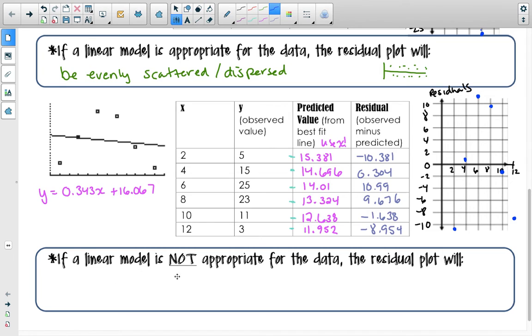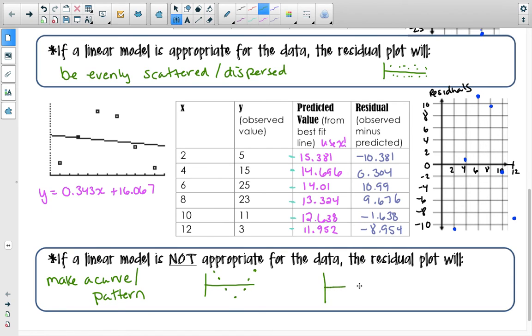So if a linear model is not appropriate for the data, the residual plot will make a curve or a pattern. And this one absolutely does curve. It goes up and then back down. It's not evenly dispersed. So we might see something that looks like this. They're not evenly dispersed. They make a curve there.